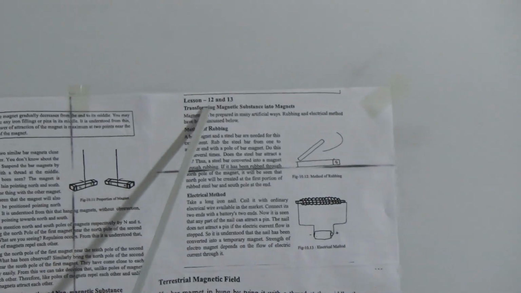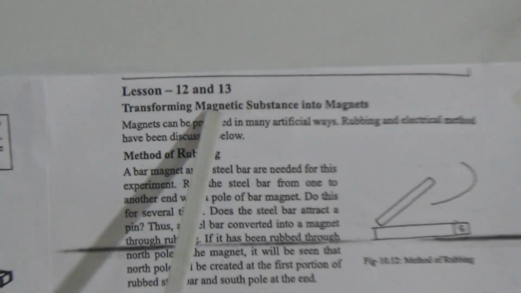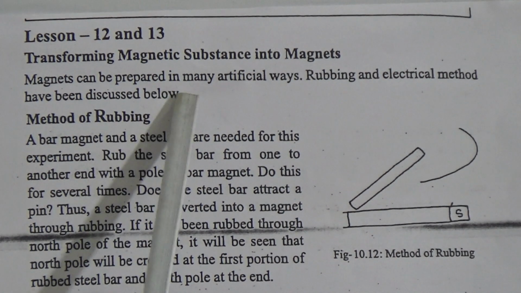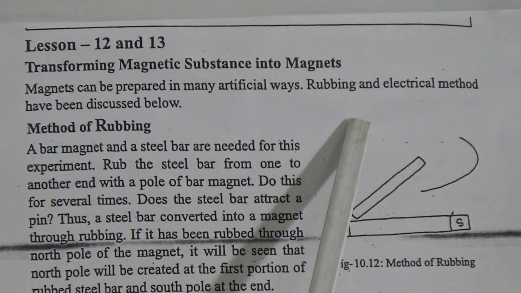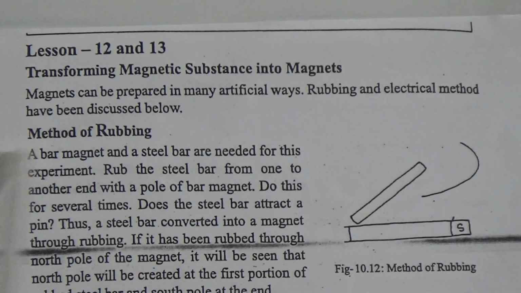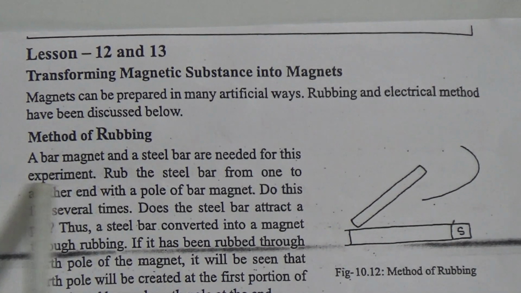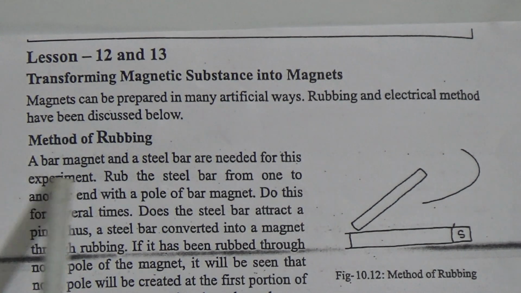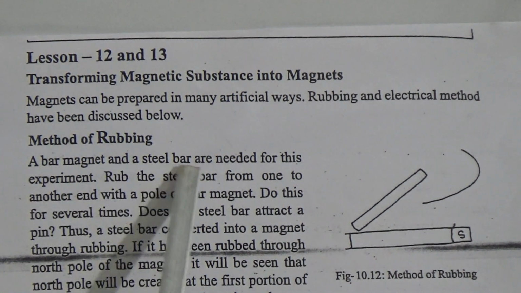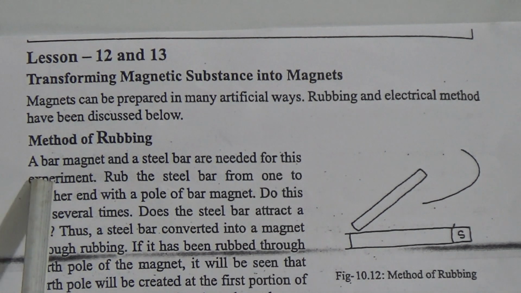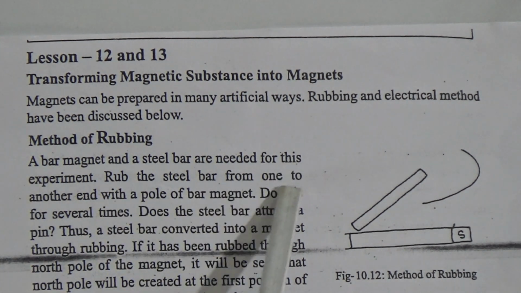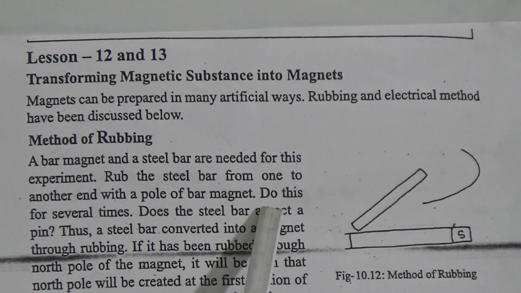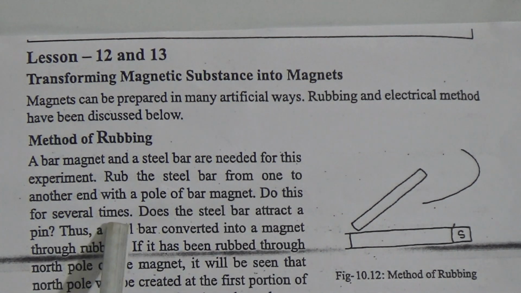Now lesson 12 and 13, transforming magnetic substance into magnets. Magnets can be prepared in many artificial ways. Rubbing and electrical methods have been discussed below. Here are the two methods, one is rubbing and another is the electrical method. A bar magnet and a steel bar are needed for this experiment. Rub the steel bar from one end to another with a pole of the bar magnet. Do this several times.